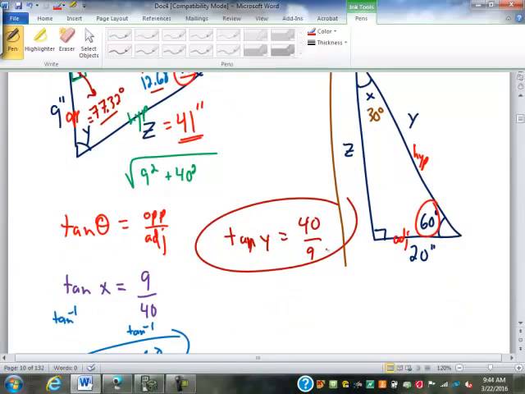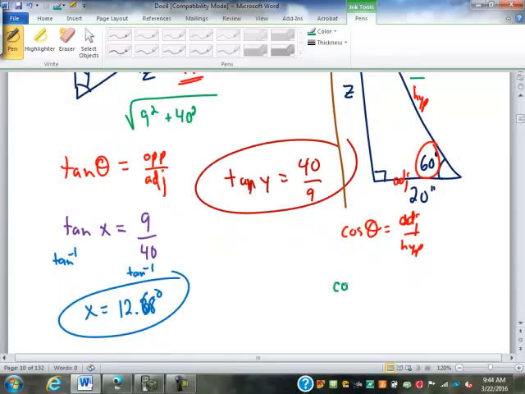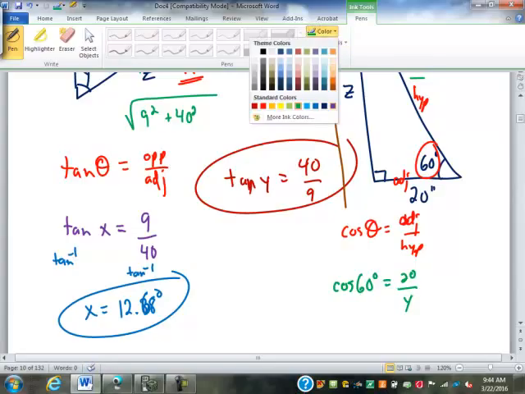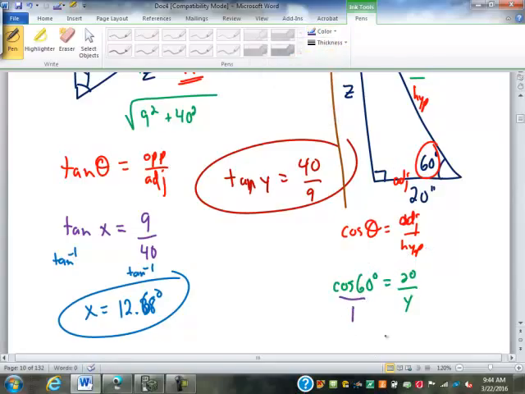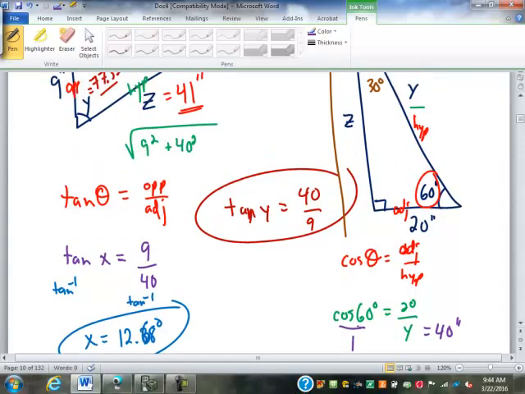Always go back to what we're given if you can. It's always good policy. So we have adjacent and hypotenuse, which is cosine. Cosine of an angle is adjacent over hypotenuse. This is for Y. So we've got the cosine of 60 degrees equals 20 over Y. We're going to put this over 1, so it's going to be 1 times 20 divided by the cosine of 60, which makes that 40 inches.